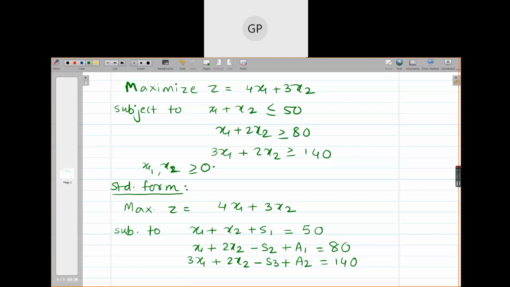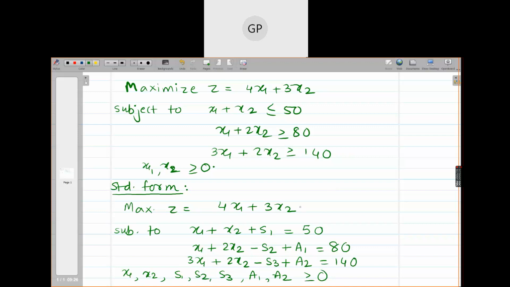So you have got new variables. These are your decision variables. Then s1, s2, s3, a1, a2 are all greater than or equal to 0. Not 4, 5 new variables, right?